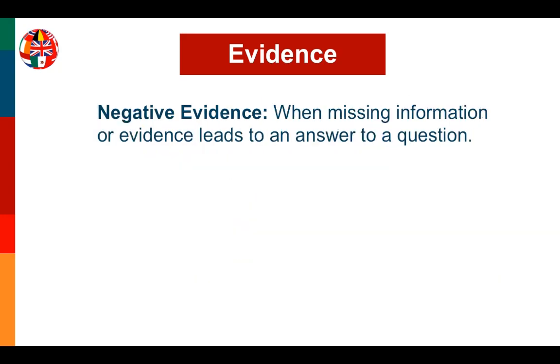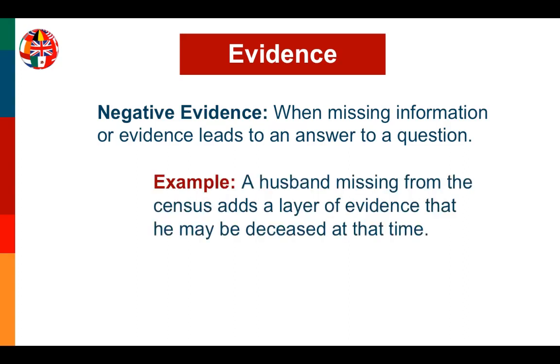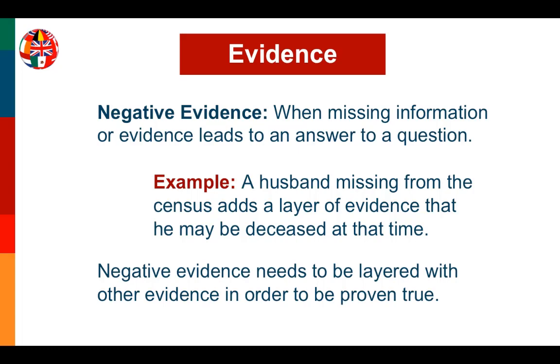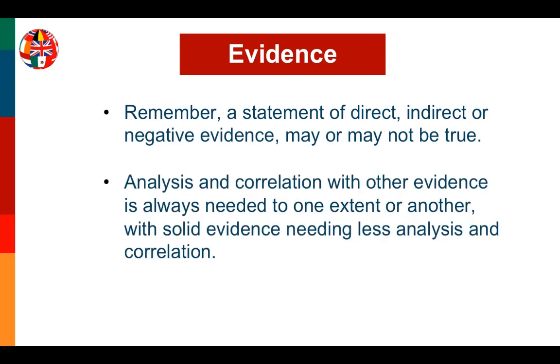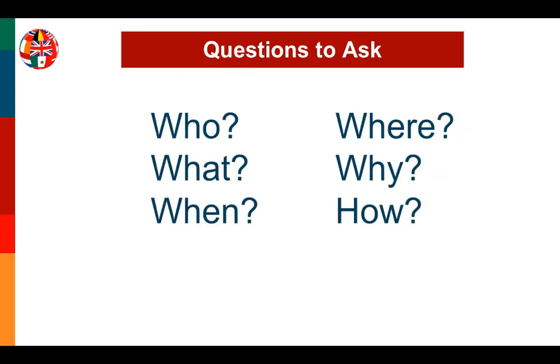Negative evidence is when missing information or evidence leads to an answer to a question. An example of this would be a husband missing from the census adds a layer of evidence that he may be deceased. Negative evidence needs to be layered with other evidence in order to be proven true. Remember, a statement of direct, indirect, or negative evidence may or may not be true. Analysis and correlation with other evidence is always needed to one extent or another, with solid evidence needing less analysis and correlation.